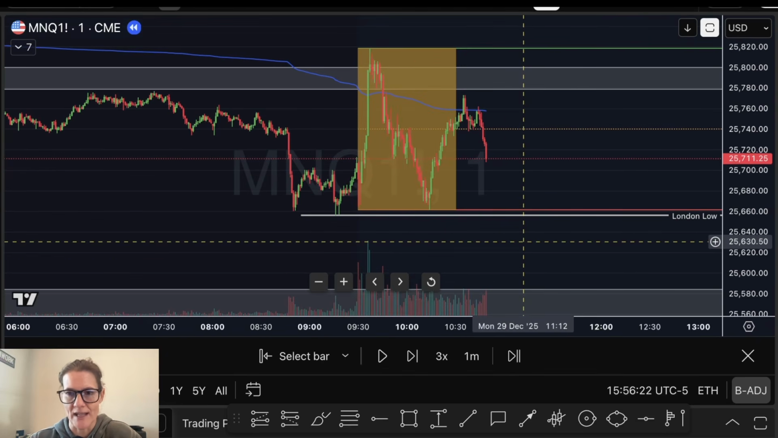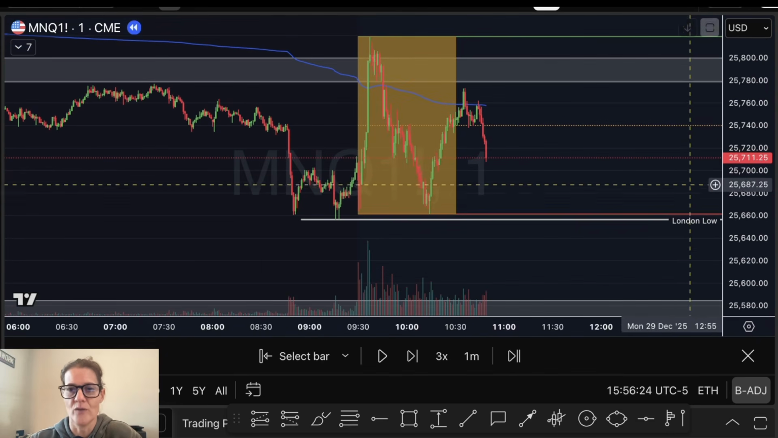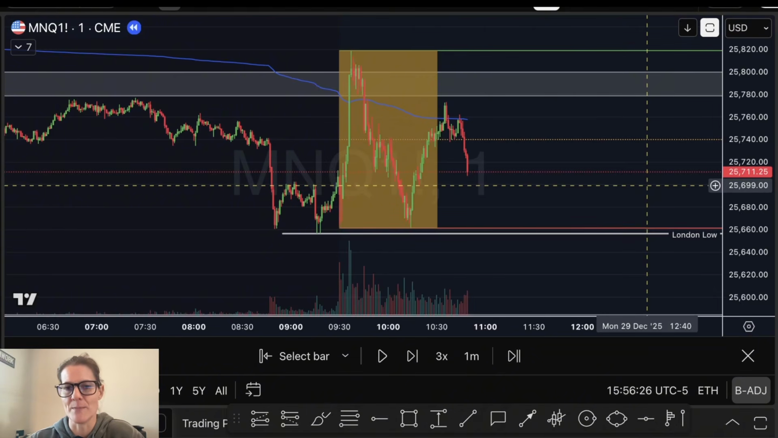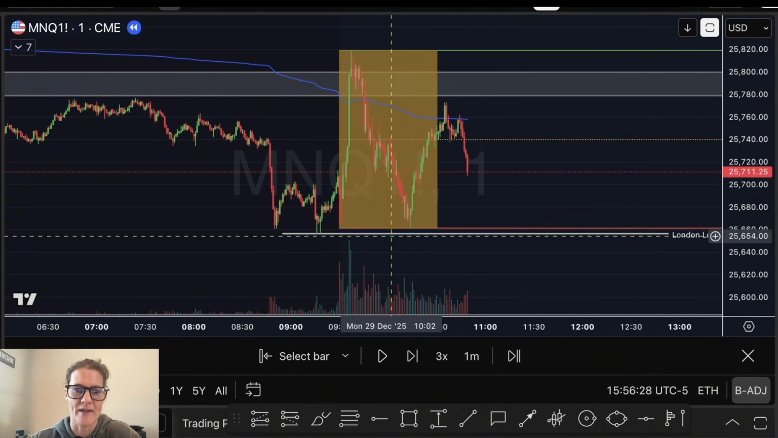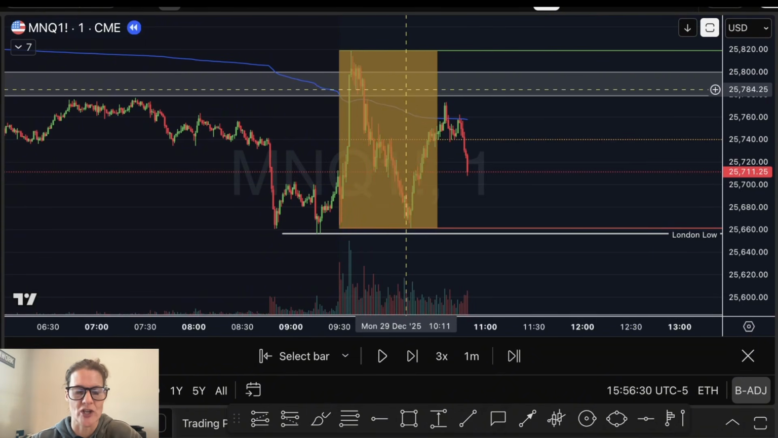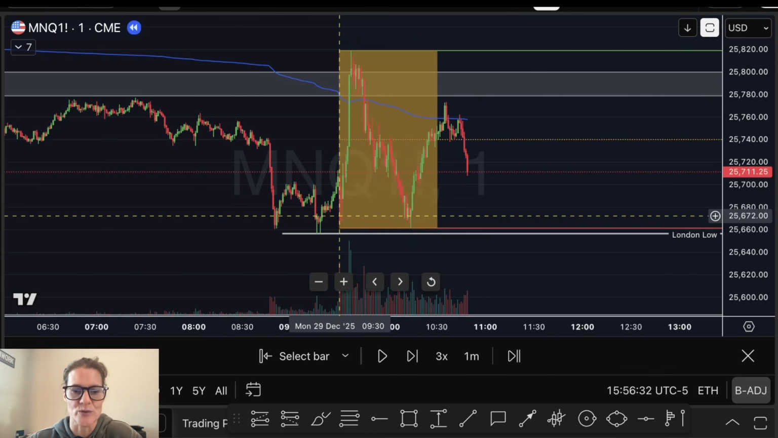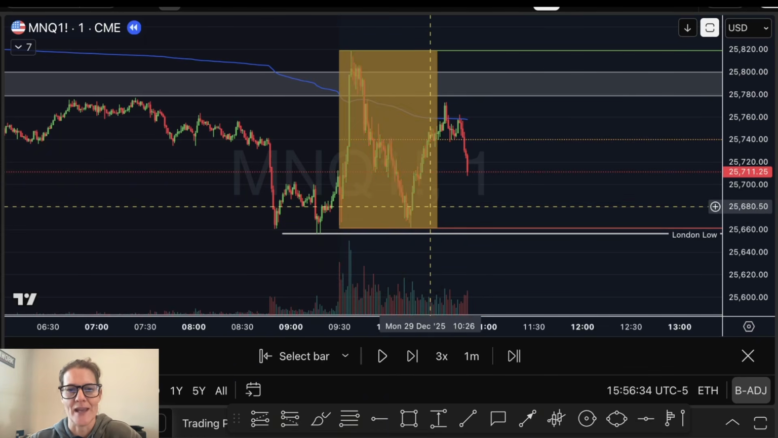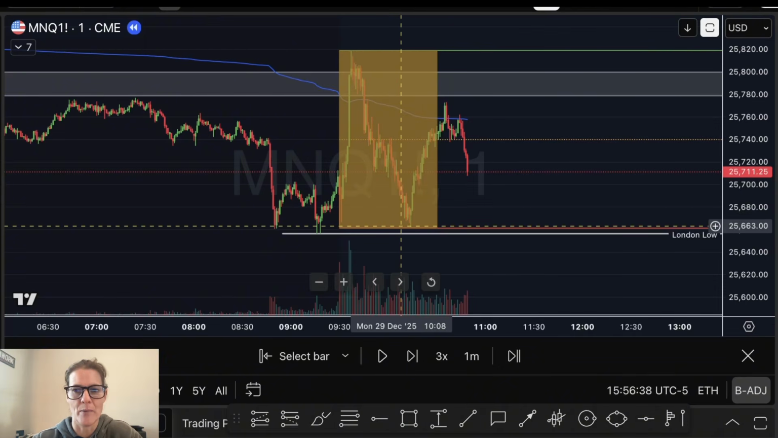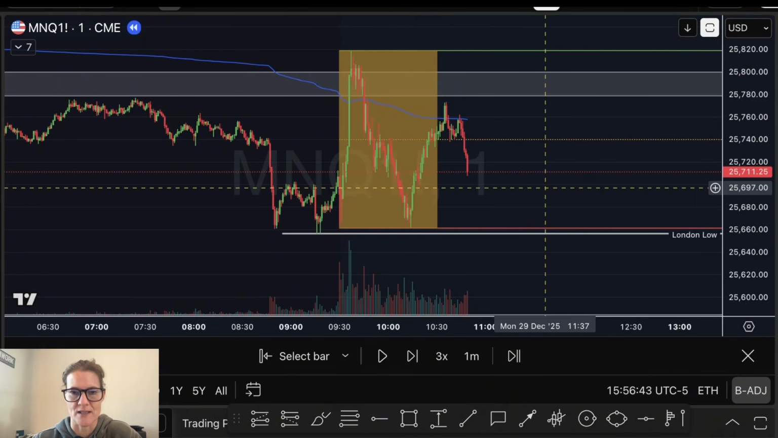The initial balance is the window, the range for the first 60 minutes of the New York Open. So I have this indicator here that shades the area, but basically you take from 9:30 a.m. to 10:30 a.m. from the New York Open and you mark the top and the bottom of that range. That's called the initial balance. So 60-minute opening range, basically.